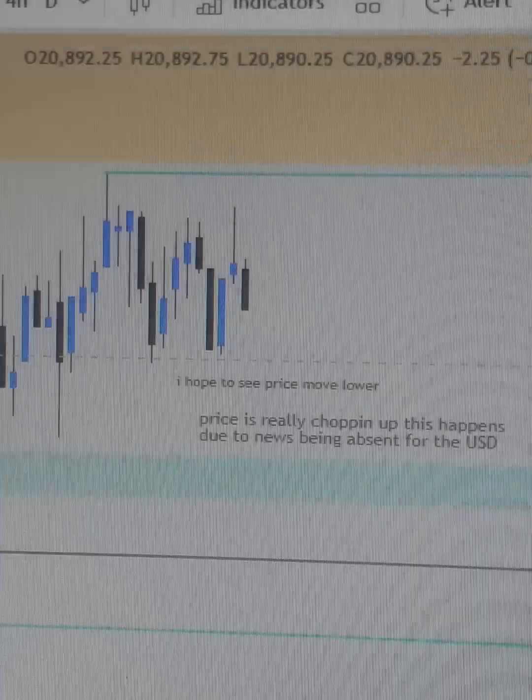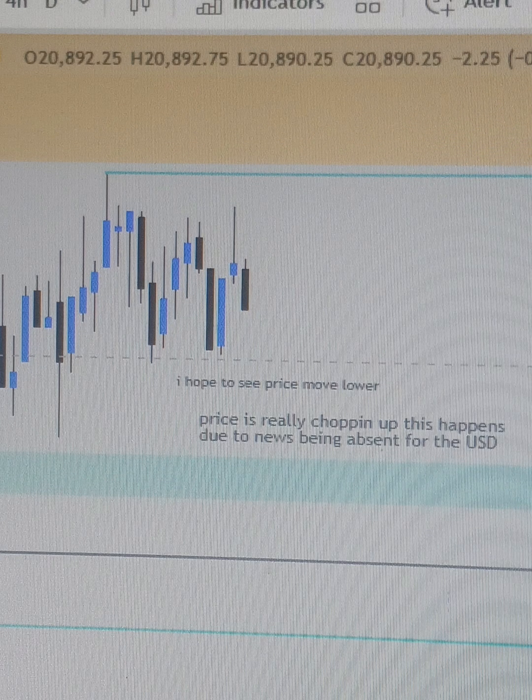So right here, price is really chopping up. This happens due to news being absent in the US for the USD. So there weren't any news for USD. Instead, there were news for the euro. Sometimes when there's no news, price is choppy. And this is the choppiness I'm talking about. As you can see, price is really being choppy. It's chopping up a lot.